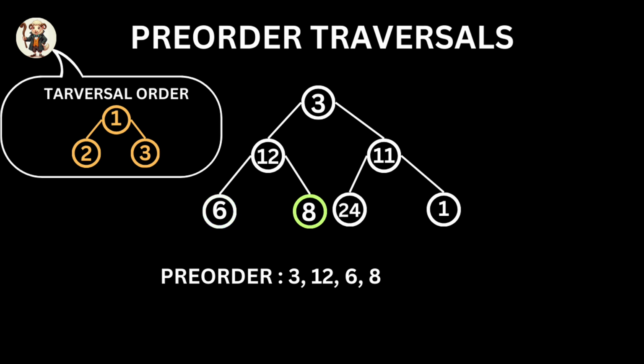Next, we explore the right side of the main root. We start with 11, which acts as another root. First, we traverse to the left to visit 24, then to the right to see 1. Having completed the traversal of both the left and right sides of the tree, we have followed the pre-order sequence: visit the root first, then the left subtree, and finally the right subtree. This systematic approach helps us cover all nodes of the tree efficiently and in a specific order.